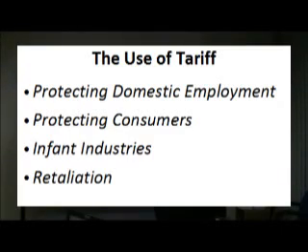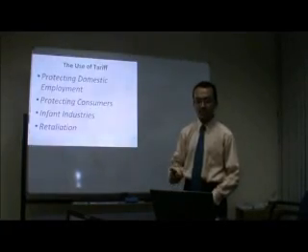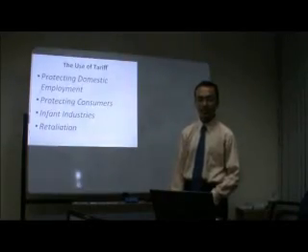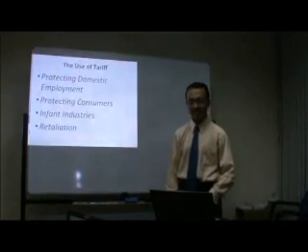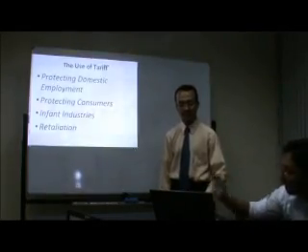Second, protecting consumers. A government may levy a tariff on products that it feels could endanger its population. For example, South Korea may place a tariff on imported beef from the United States if it thinks that the goods could be tainted with disease.